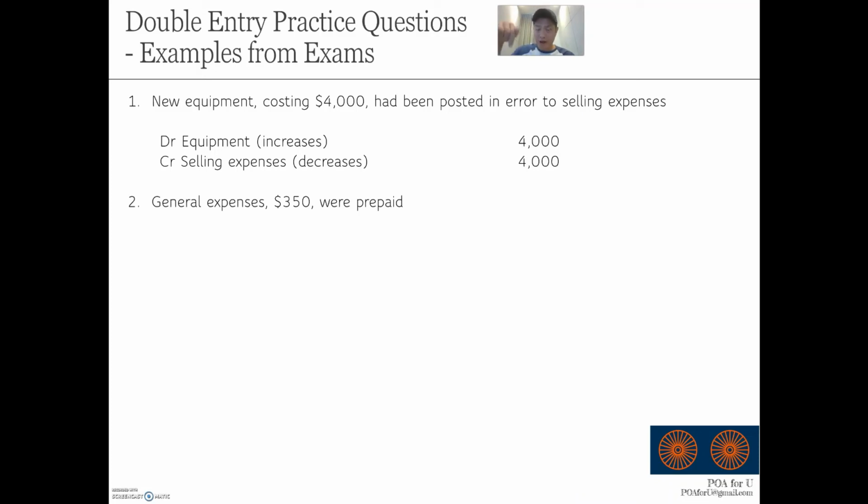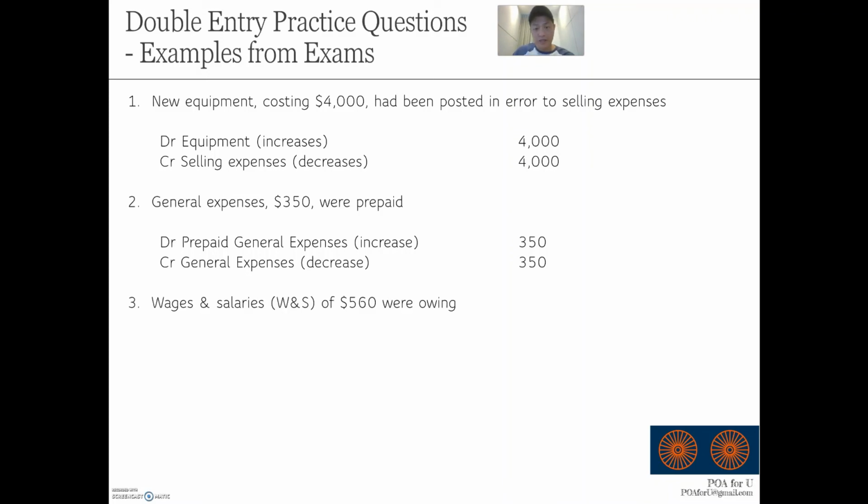And what you want to bring down is general expenses, because within general expenses itself, which is a debit nature item, there was actually too much registered in there. You actually paid too much. So whatever is reflected in your general expenses, you want to bring it down. So that's why you credit general expenses as well, to decrease the balance there.